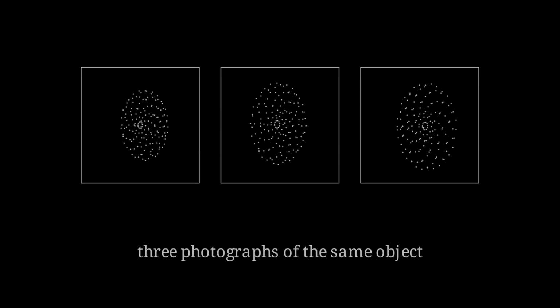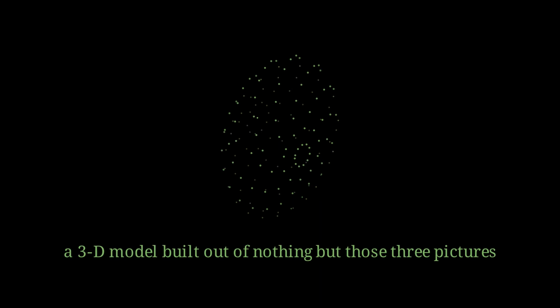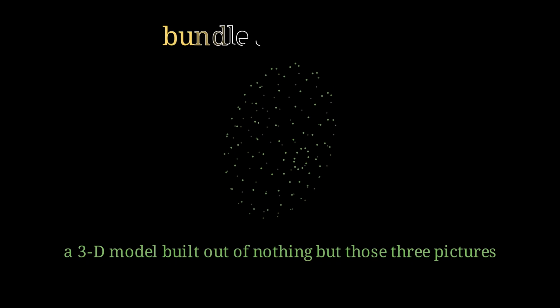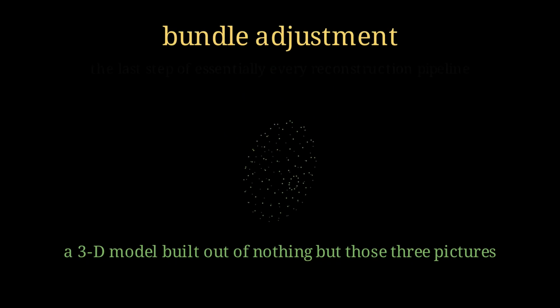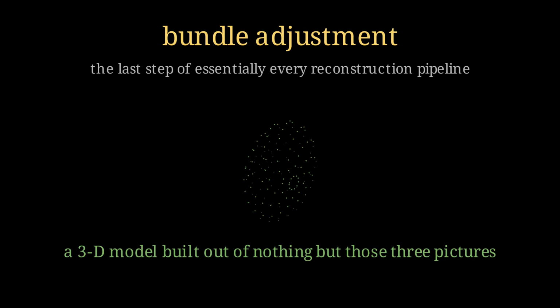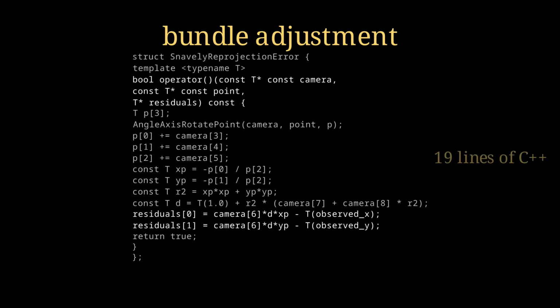Here are 3 photographs of the same object, taken from 3 slightly different places. And here is a 3D model built out of nothing but those 3 pictures. The machine that does that is called bundle adjustment, and it is the last step of essentially every reconstruction pipeline on Earth. But it can't do anything at all until you hand it one small function. About 20 lines of C++ that decide whether what you just saw comes out a building or a smear.